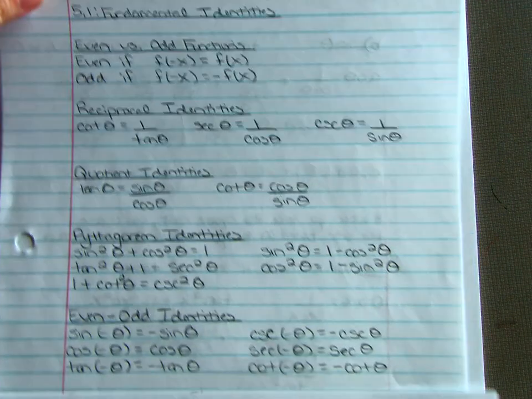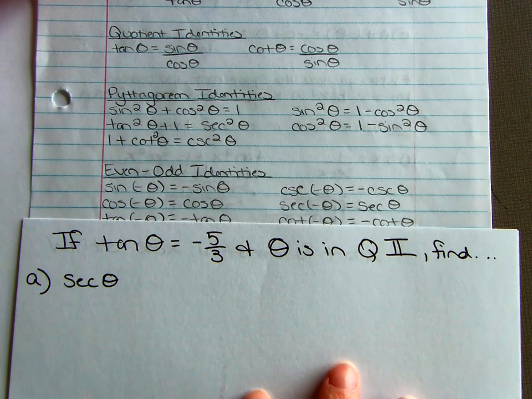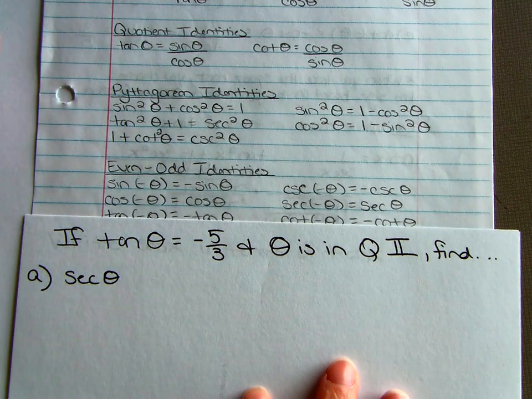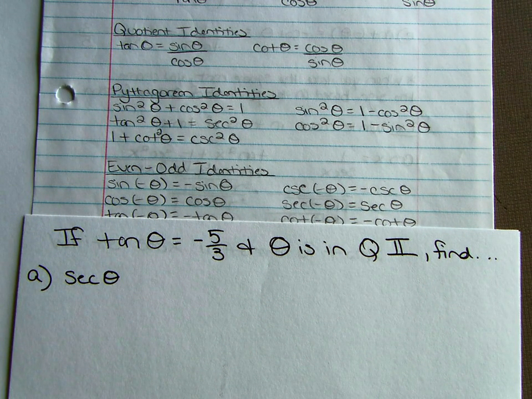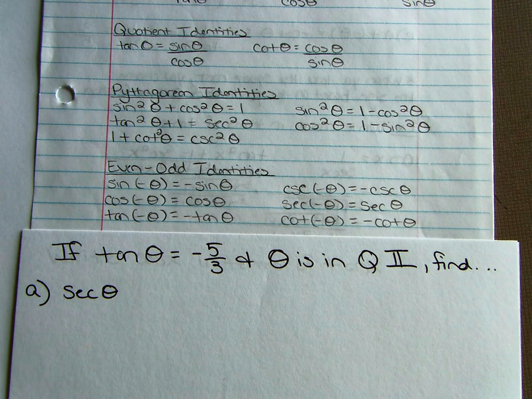I'll try and leave some of it up there, at least for the first problem. Says if tangent theta is negative 5/3 and theta is in quadrant 2, so those are our stipulations. Tangent theta is negative and theta is in quadrant 2. We need to find secant of theta.